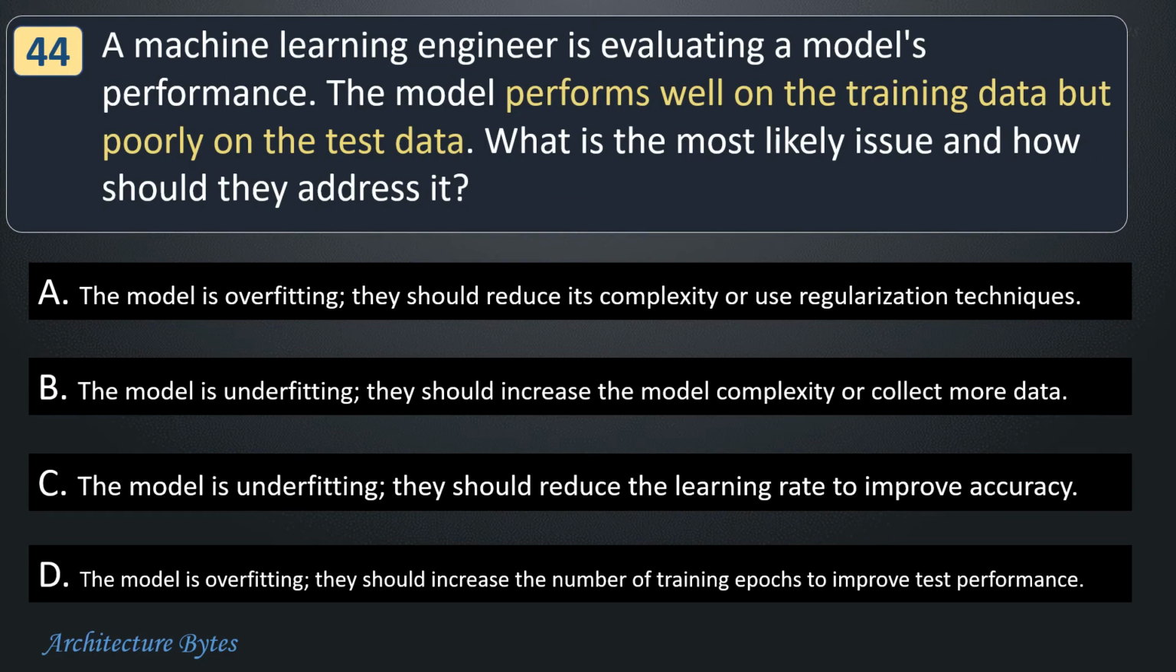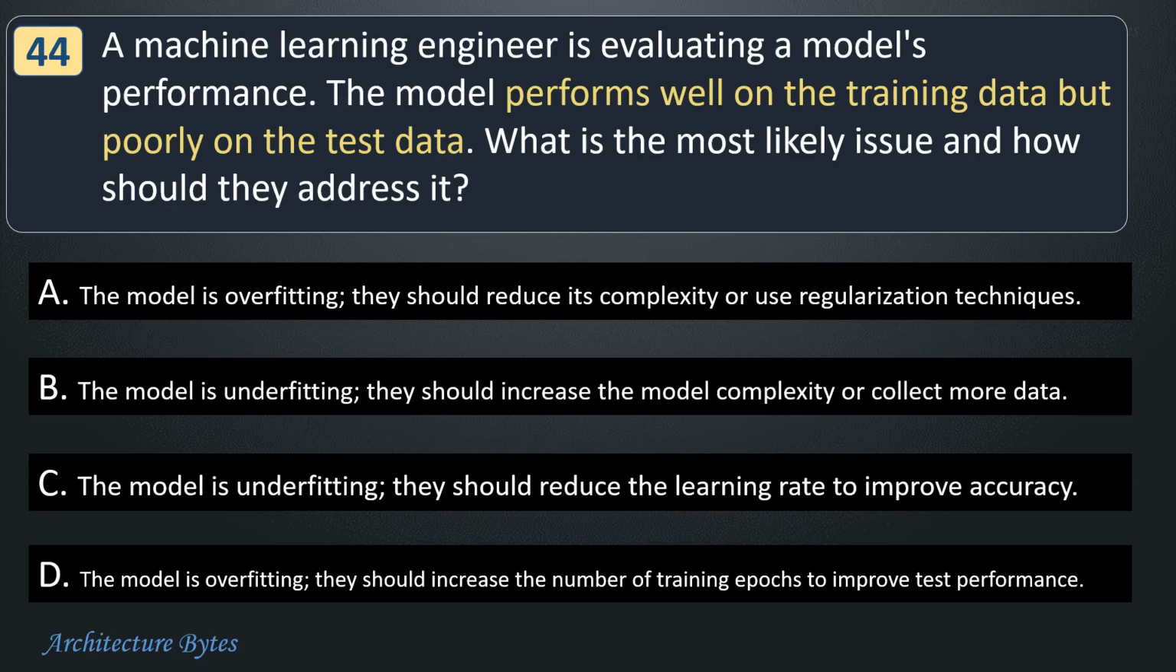A machine learning engineer is evaluating a model's performance. The model performs well on training data but poorly on test data. What is the most likely issue and how should they address it? Our options are: A. The model is overfitting. They should reduce its complexity or use regularization techniques.